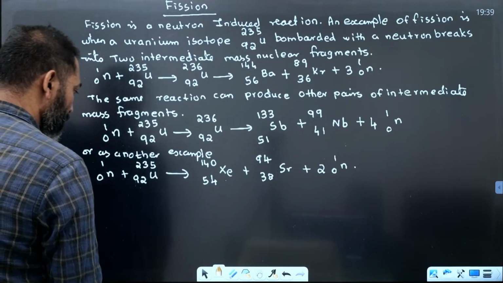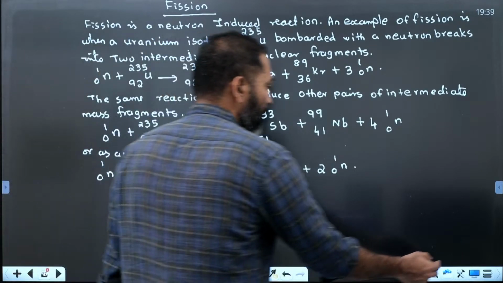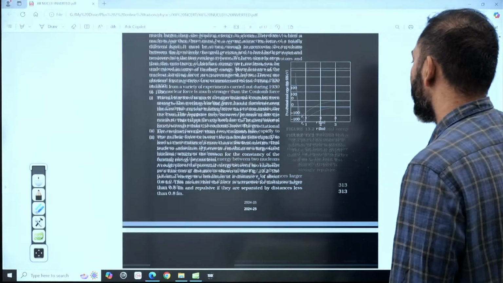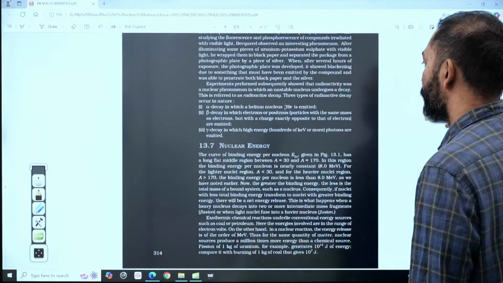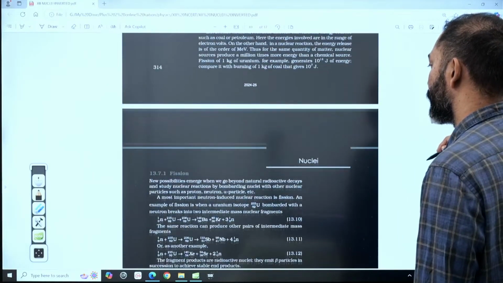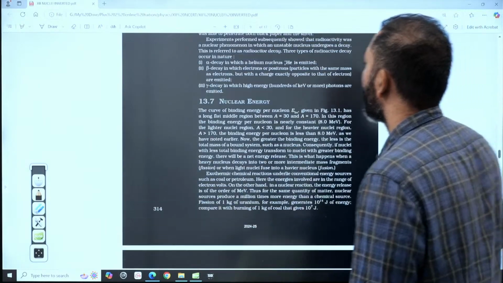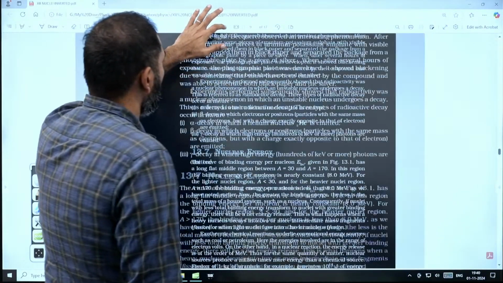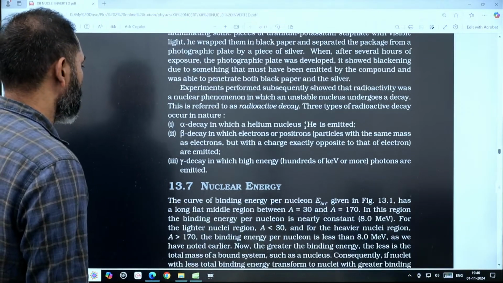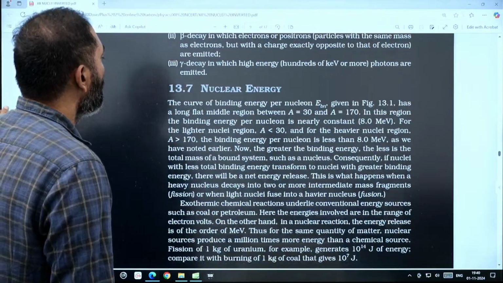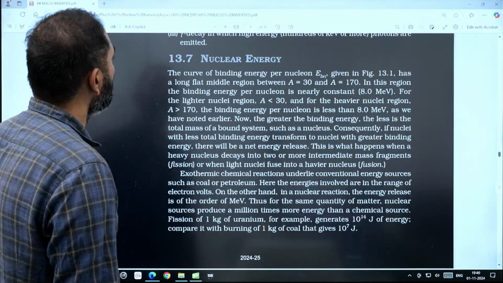Now let's see nuclear fission. Nuclear energy. I think we should discuss this topic. Nuclear energy. This is our next topic.